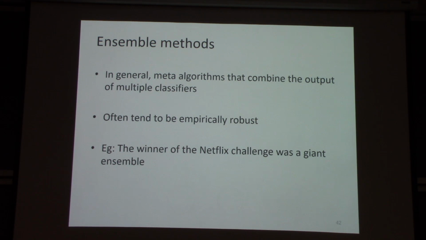For example, about a decade back, there was the Netflix challenge where they released a data set of movie ratings. If this person liked this movie and that movie, what would they rate a third movie? Things like that. And the name of the team that won the challenge was called the ensembles, because it was a massive ensemble of multiple sub-classifiers, and even the sub-classifiers themselves, some of them were ensembles.